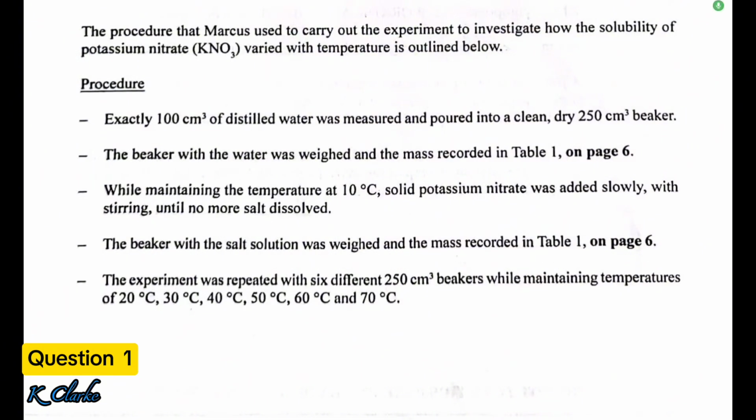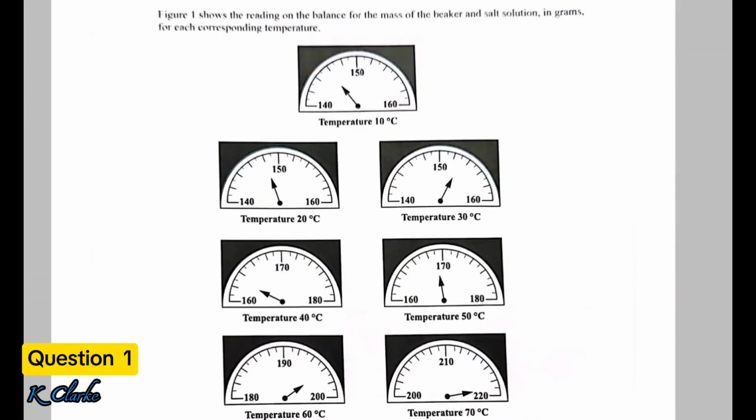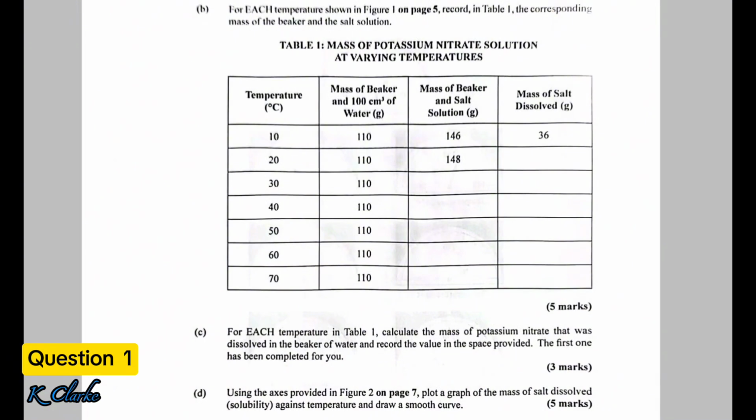Here is the procedure that Marcus used to carry out the experiment to investigate how the solubility of potassium nitrate varied with temperature. Here is figure 1, which is on page 5, which shows the reading on the balance for the mass of the beaker and the salt solution in grams. Here is a table on page 6, and it says, for each temperature shown on figure 1 on page 5, record in table 1 the corresponding mass of the beaker and the salt solution.